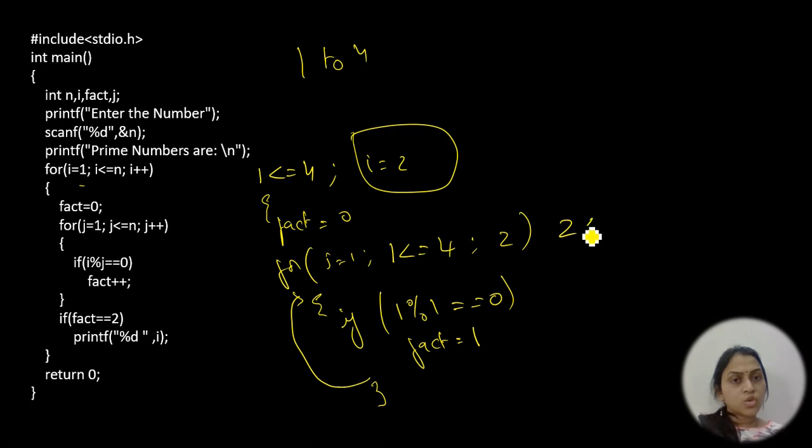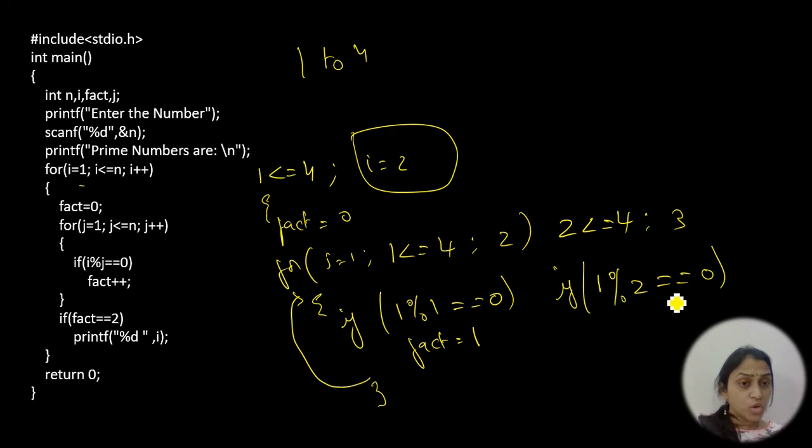Now check. Is 2 less than or equal to 4? Yes. 2 is less than or equal to 4. The condition is true and j becomes 3. Now check here. If i is 1, okay, j is what? j is 2. If i modulo 2 is equal to 0? No, it is not equal to 0. So it is not incrementing the fact value because the condition fails. Whenever this condition fails, it comes back to the inner for loop and reads the statement.